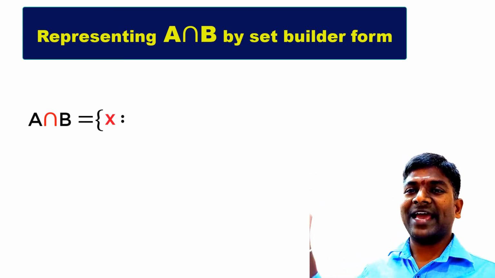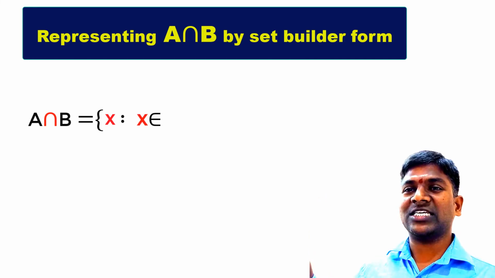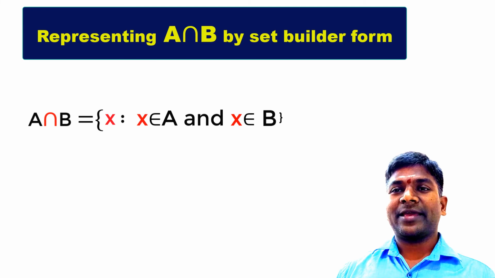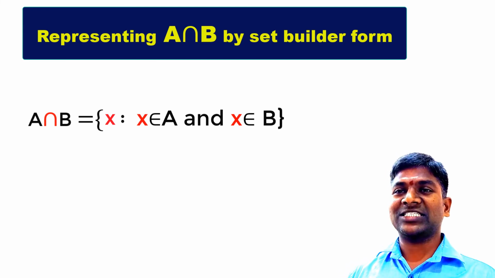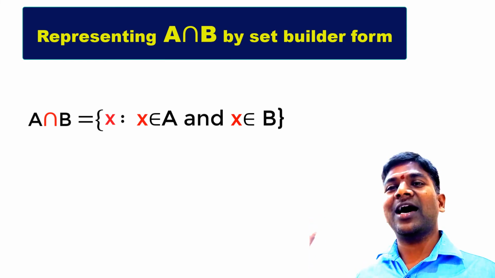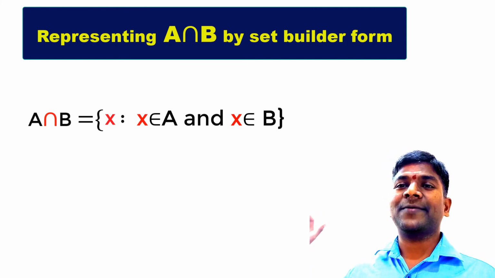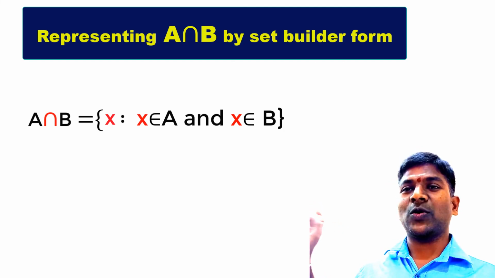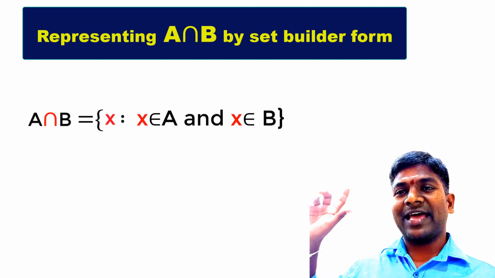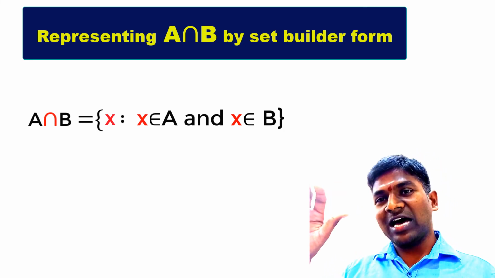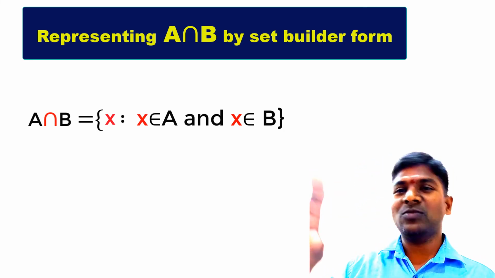So we write X such that X belongs to A and X belongs to B. A intersection B is called X such that X belongs to A and X belongs to B. This is the set builder form of A intersection B. Here AND is shown, means the element belongs to A intersection B if the element belongs to both the sets.